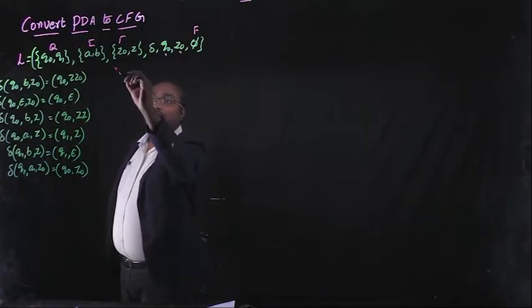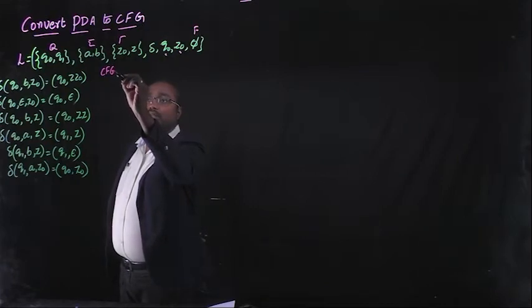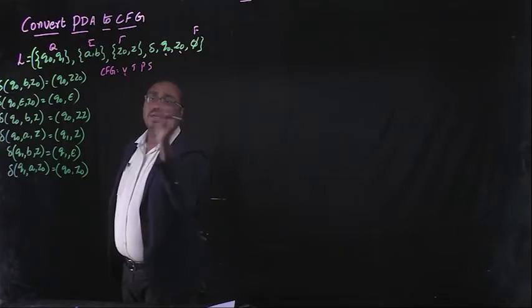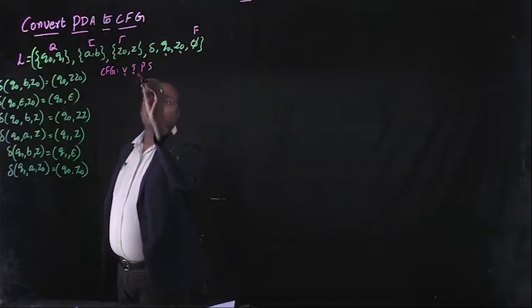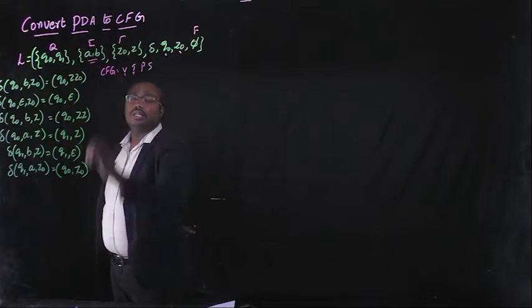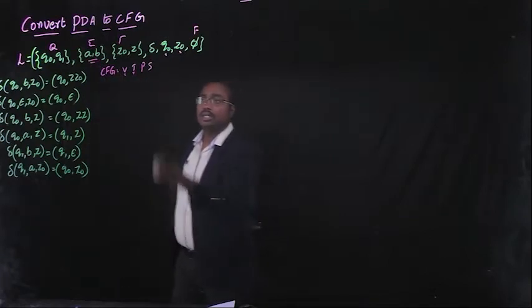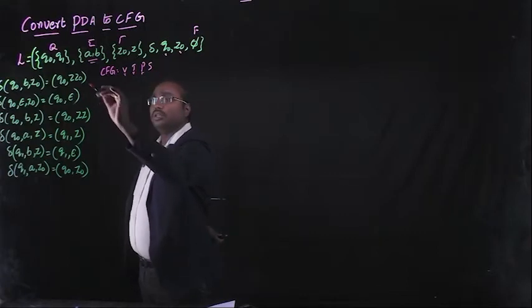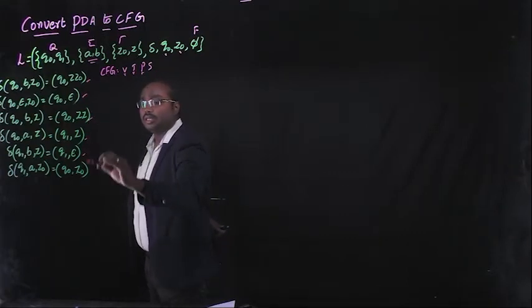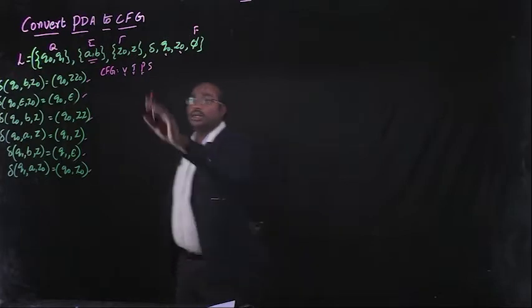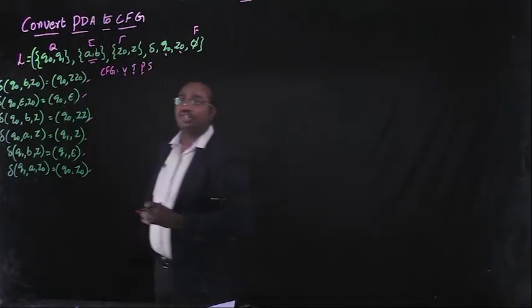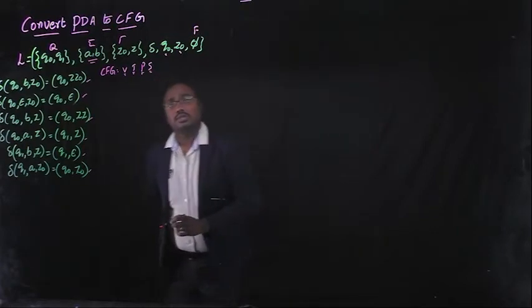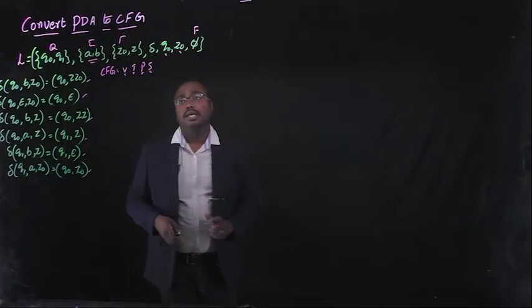So here CFG is equal to context free grammar is equal to V, T, P, S. So variables we can write later. Next, terminal symbols. So what are the terminal symbols here? A comma B are the terminal symbols, and P production rules. So the production rules could be formed with the following. These are the transition functions. So we can write the production rules from these transition functions. And next one, we have to start with the initial symbol, starting symbol S.